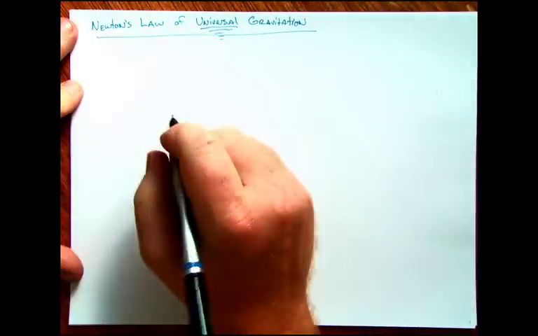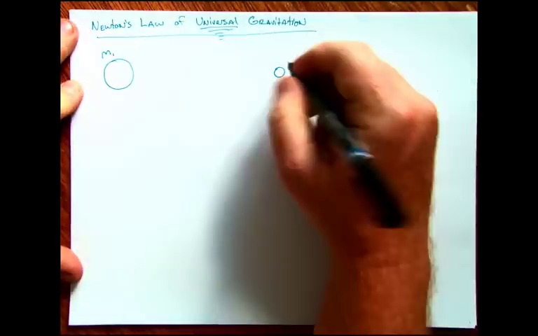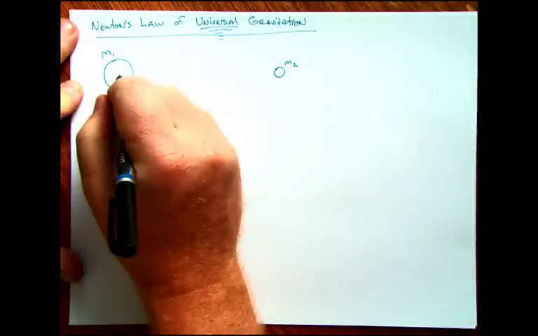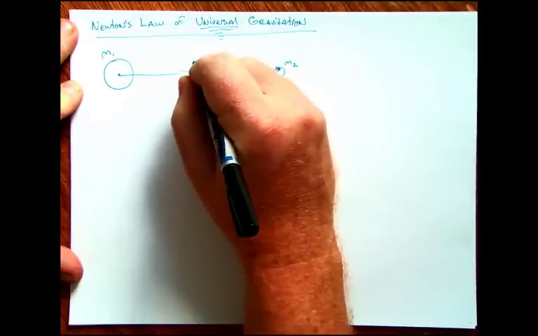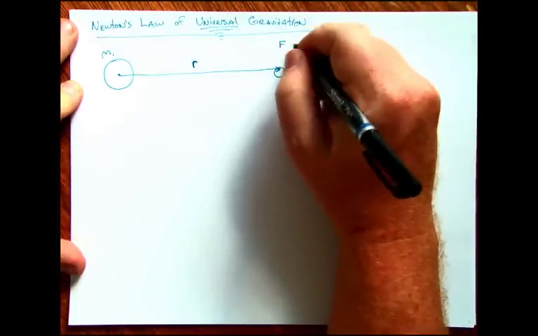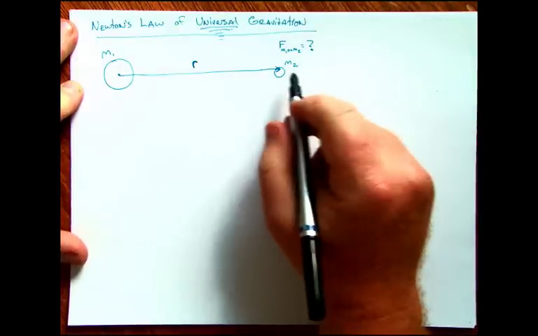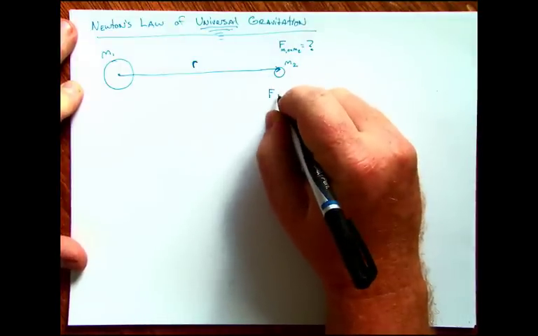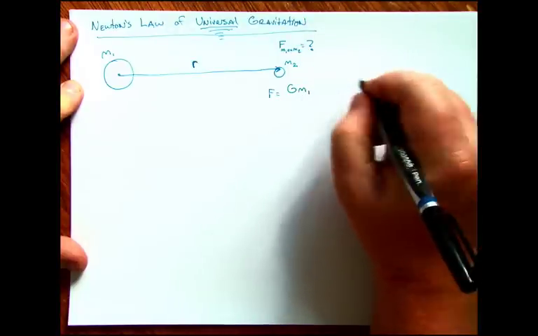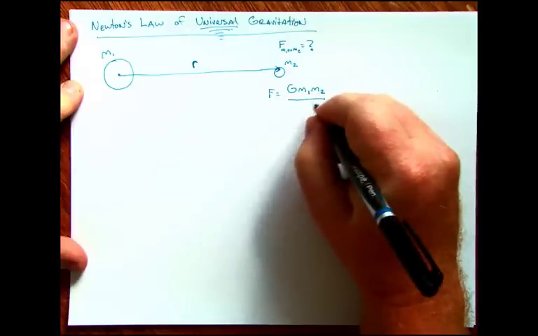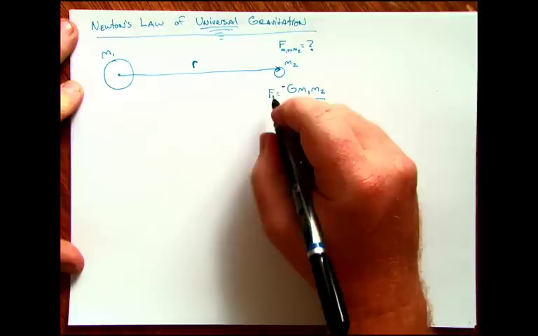So if I had a situation involving two objects, and we said this one has a mass m1, this one has a mass m2, and they're separated from each other, their centers are separated, by this distance r, I might ask, what is the force of m1 on m2? Well, Newton's law of universal gravitation is what we use to find the answer to that. It describes that force as being equal to this constant G, which I'll talk about in a second, times the mass of each of the objects divided by the radius between them squared. And there's a little negative sign in front of it. So that is the force of m1 on m2.